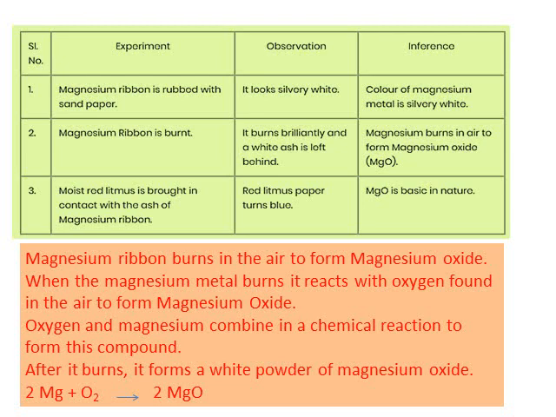Now, we have to take the moist litmus paper. That means we have to dip the litmus paper in water, and then introduce it in the ash which has been collected as magnesium oxide. Now, the red litmus paper turns blue. That means when the red litmus turns blue, it is basic in nature. That is what is given in the inference: magnesium oxide is basic in nature.